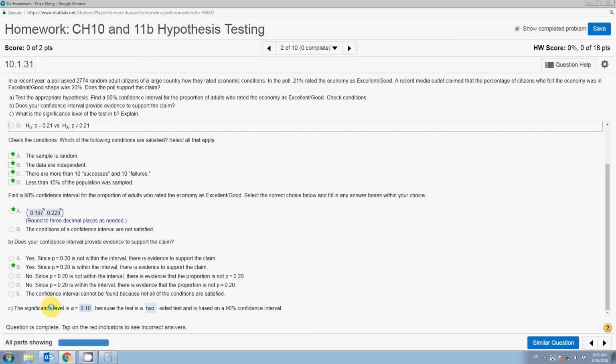And part C, what is the corresponding significance level or alpha level? If you read the textbook, we know the confidence level plus the alpha level should be 100%. Because the confidence level is 90%, that means the alpha level, or the significance level, is 10%. Okay? And it's always a two-sided test. Okay? So that's question number 2.